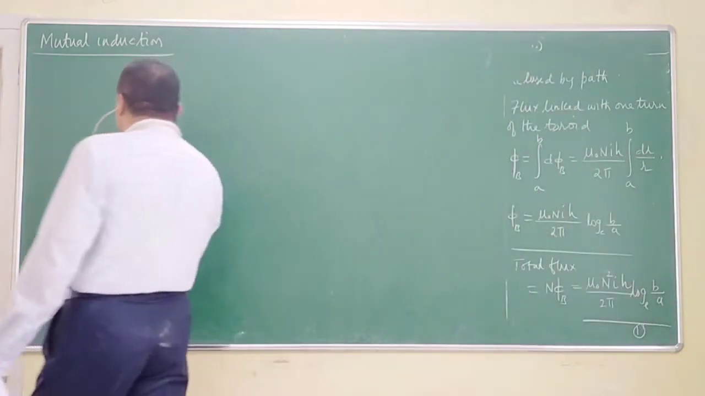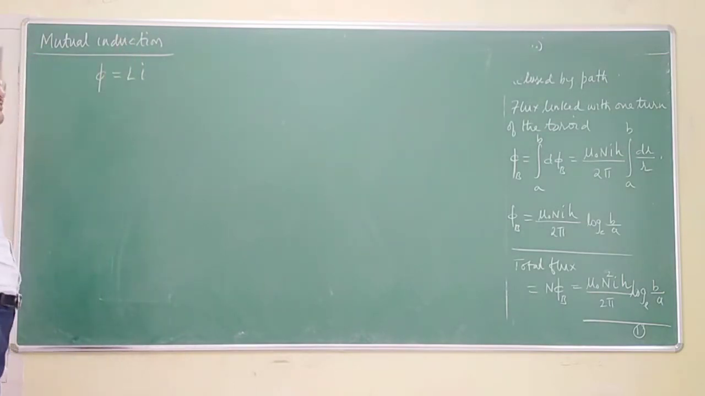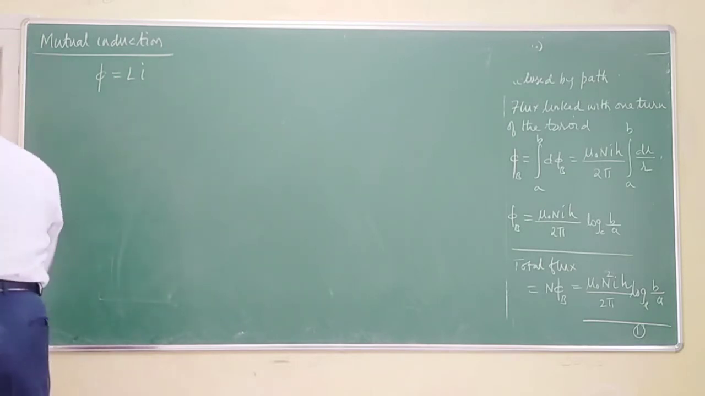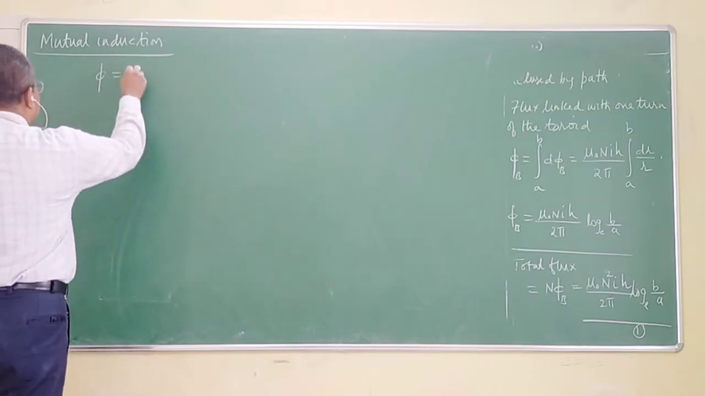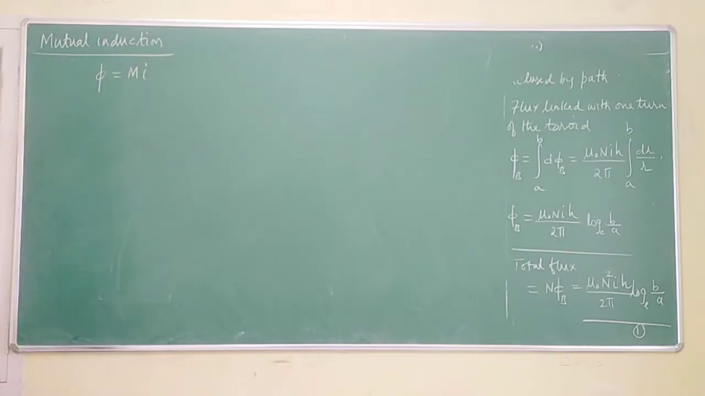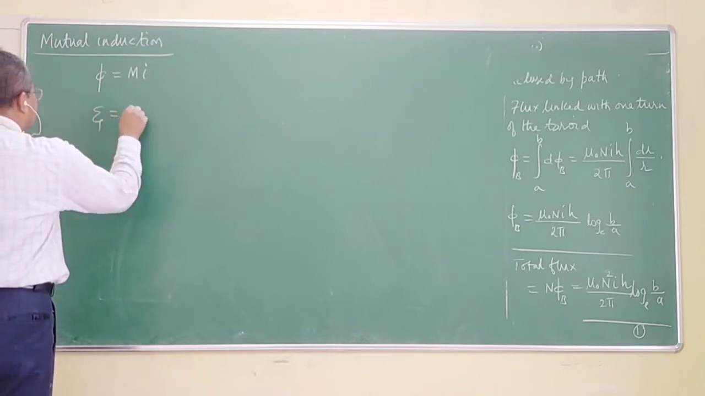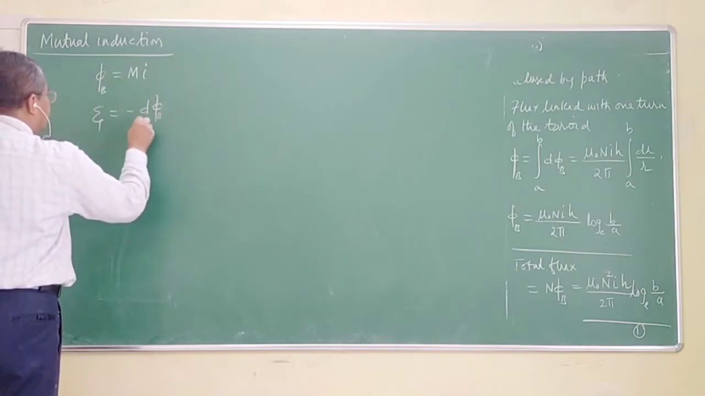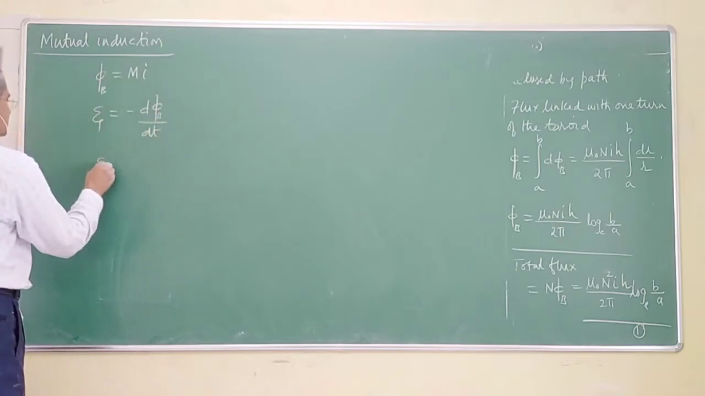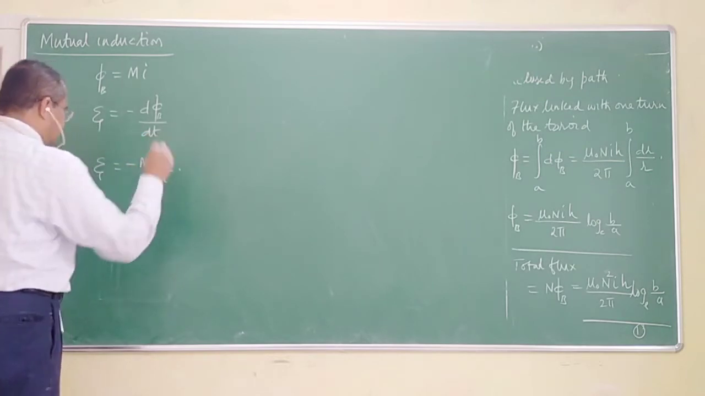As in the previous case, we have seen phi is equal to Li for self-inductance. In the case of mutual inductance, I will write this as phi equal to Mi. Is that okay to you? And induced EMF is minus d phi b by dt, which I can write as minus M di by dt.